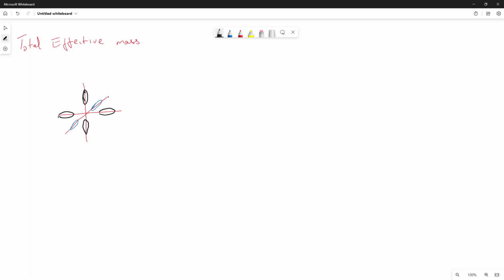So these are the strained ones. Let me just label the axes X, Y, and Z. I have a blue line and a black line. The blue line corresponds to the strained subband, and the black one corresponds to the unstrained subband.